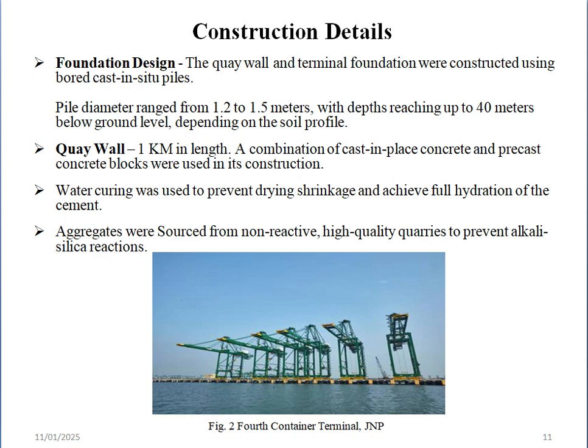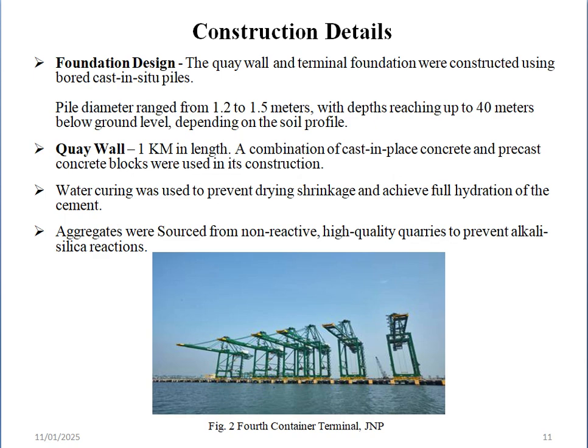The quay wall and terminal foundations were constructed using bored cast in situ piles. Pile diameter ranged from 1.2 to 1.5 meters, with depths reaching up to 40 meters below ground level, depending on the soil profile. Quay wall, 1 kilometer in length. A combination of cast in place concrete and precast concrete blocks was used in its construction.